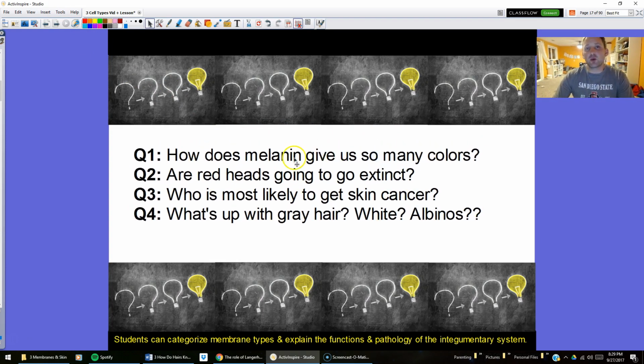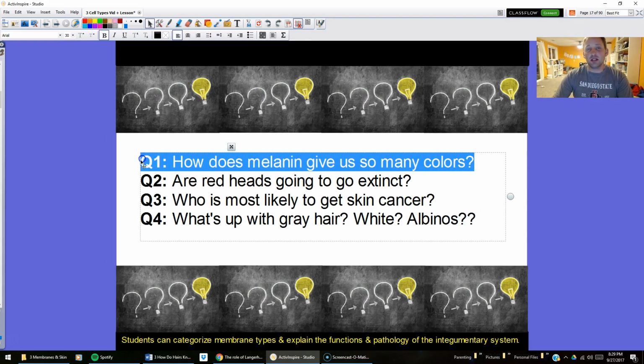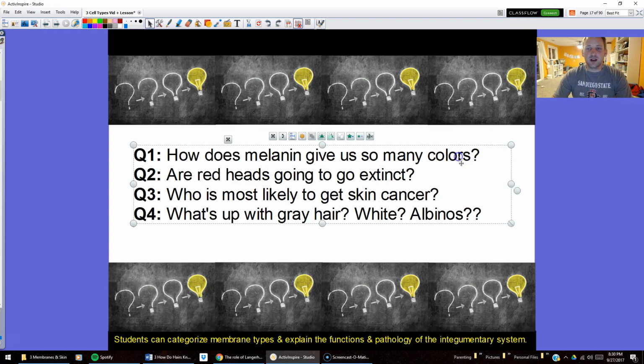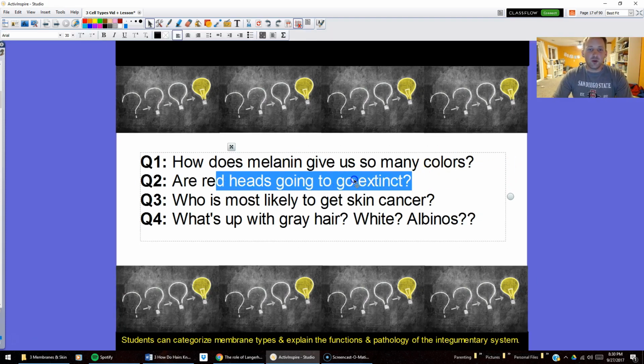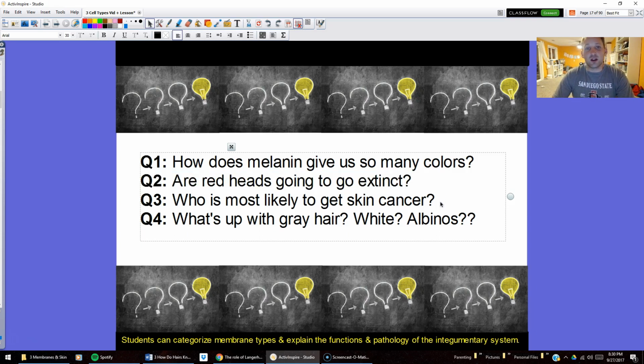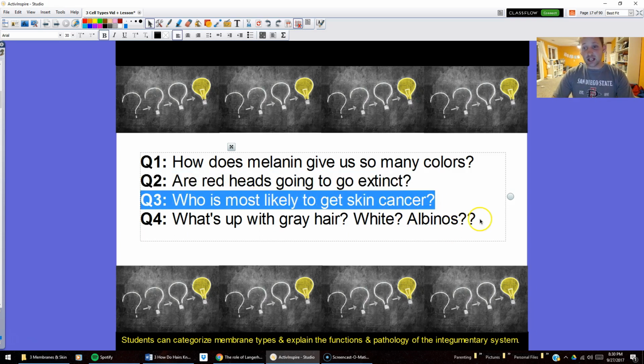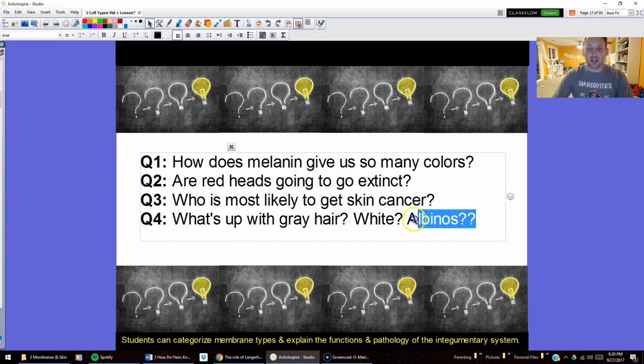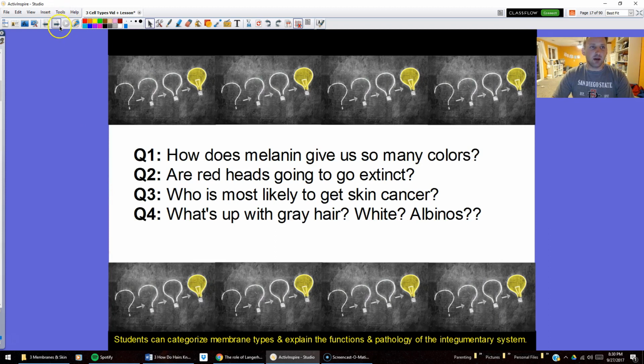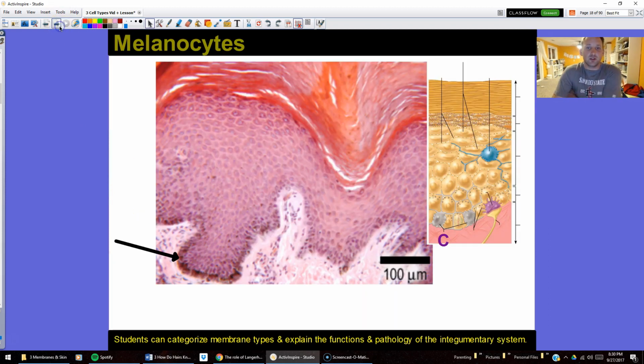Okay, so with melanin, here are some questions as we go into it. How does melanin give us so many colors? How many shades of brown and white, even in hair, from the dirty blonde to the platinum blonde to the towhead to the straight black afro to the ginger, the red. There are so many different colors. How does that work? Are redheads going to go extinct? We're going to answer that more in class than in this video. Who's most likely to get skin cancer? And what's up with gray hair, white hair, albinos, vitiligo? We'll talk about vitiligo also.